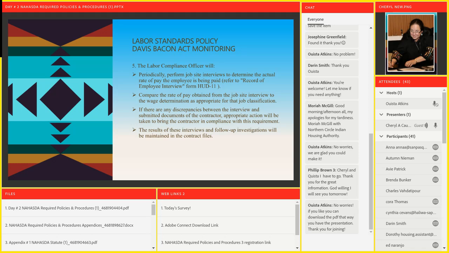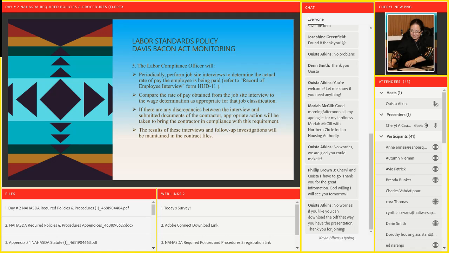Periodically perform those job site interviews to determine the actual rate of pay that employee is being paid. You refer to the record of the employee interview form, HUD 11. Compare the rate of pay from the job site interview to your wage determination as appropriate for that job classification. That's why you need to know what they're doing. A drywaller is going to get paid a different rate than a laborer or a painter.